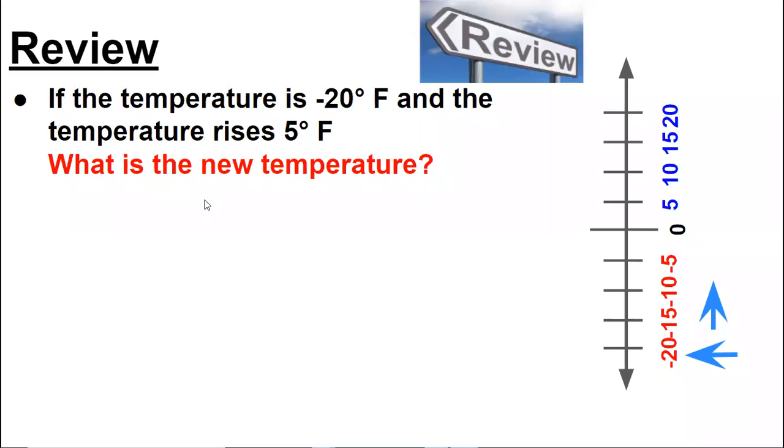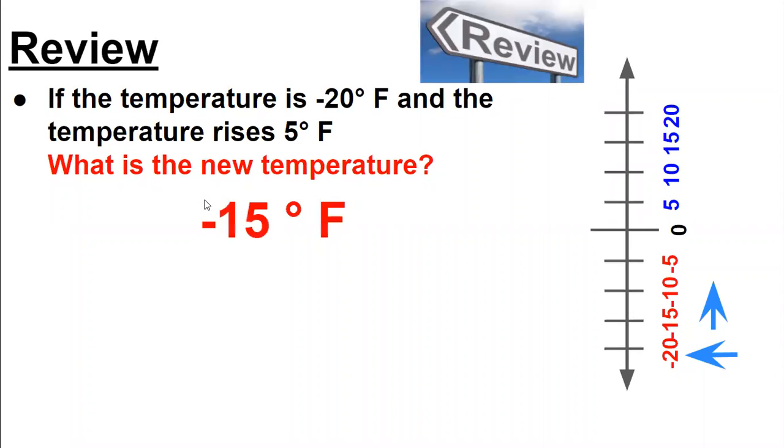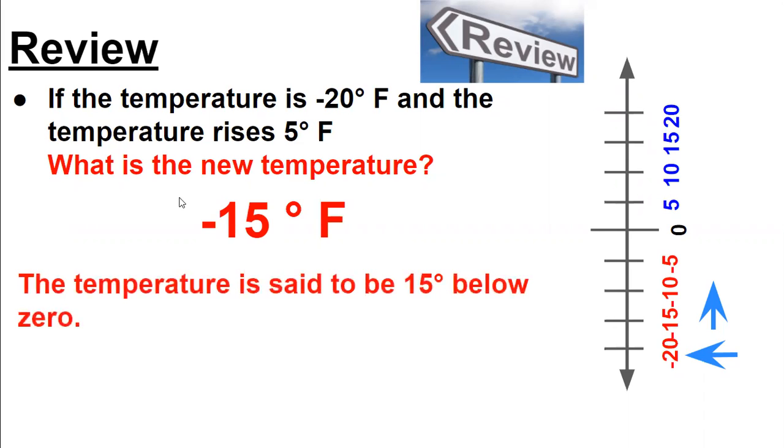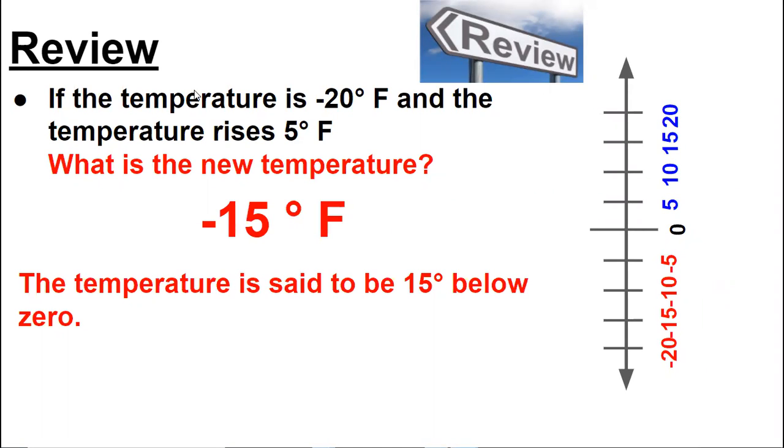What did you say? Did you say -15 degrees? Excellent job. You went up 5 from -20. So you should go in the up direction, right? So you're going to go 5 in the up direction. Now you're at negative 15. The temperature is said to be 15 degrees below 0. It's still negative, it's just not as negative.